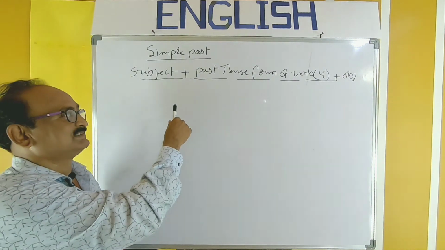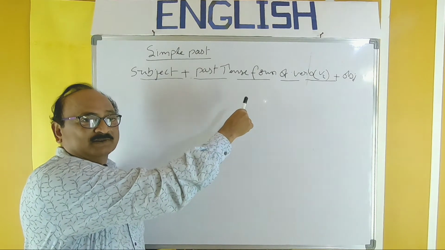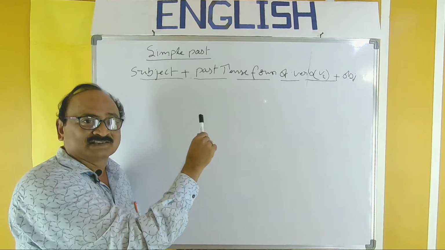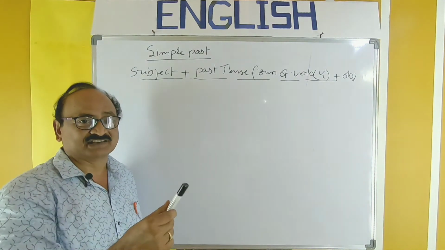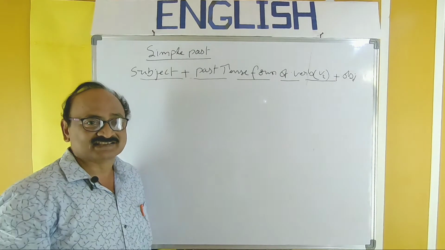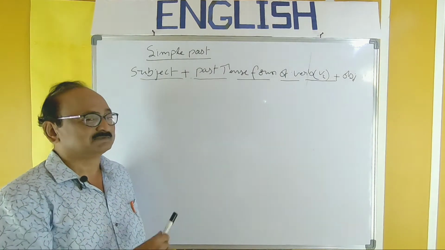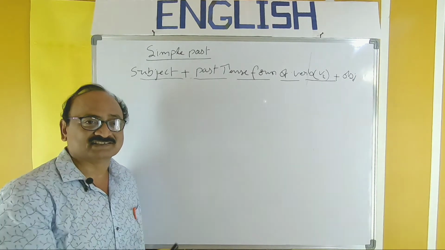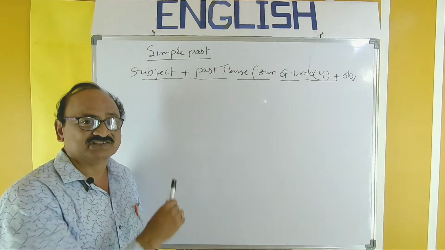So easy. Along with the subject you have to use the past tense form of the verb. Remember, four forms are there: present tense form, past tense form, past participle form, and present participle form, and you have to use the second form here. That is, if we take go, went, gone, you have to use went. See, saw, seen, you have to use saw. Come, came, come, you have to use came. Write, wrote, written, you have to use wrote. So that sort of second form, the past tense form, you should use here.